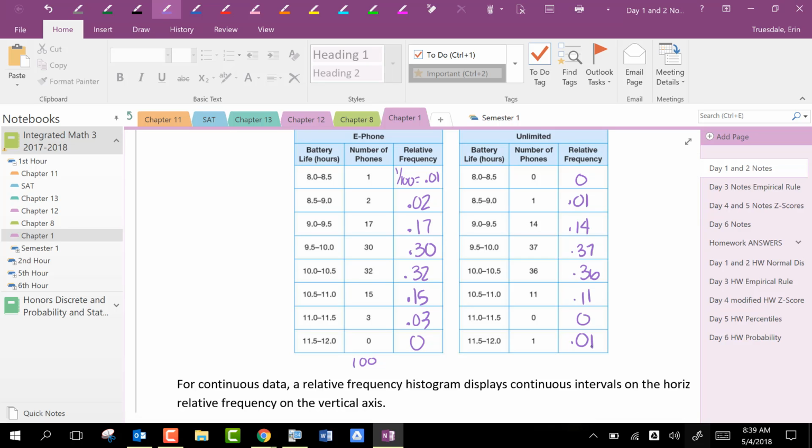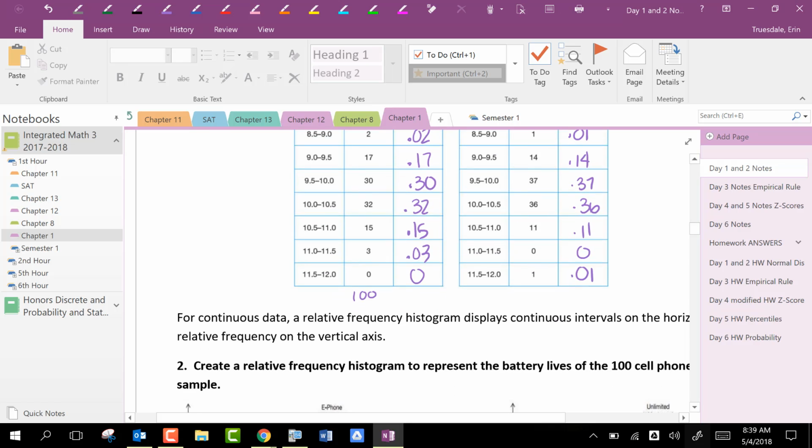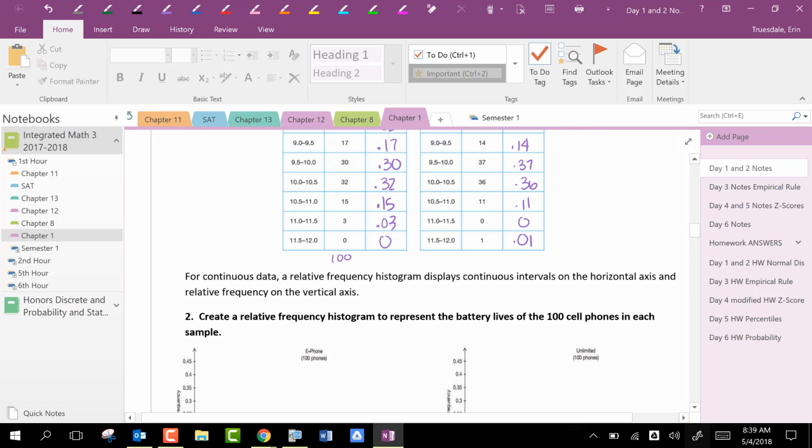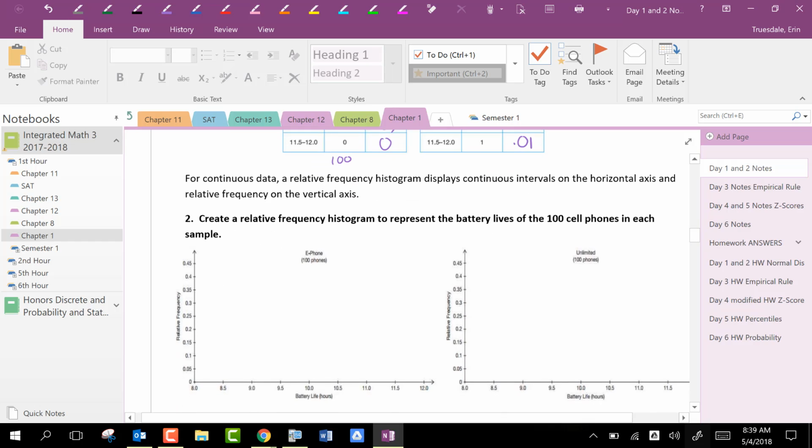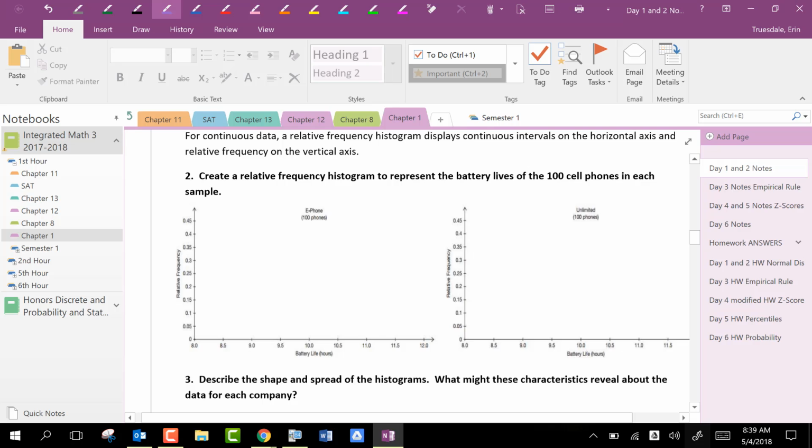Okay, so for continuous data, a relative frequency histogram displays continuous intervals on the horizontal axis and relative frequency on the vertical axis. Right. So it says create a relative frequency histogram to represent the battery lives of the 100 cell phones in the samples. Okay, so from 8 to 8.5 for the E phone, we're only at 0.01, so we're up a very tiny little bit. Okay, then 8.5 to 9, we're at 0.02, so it goes up a little bit more from there.